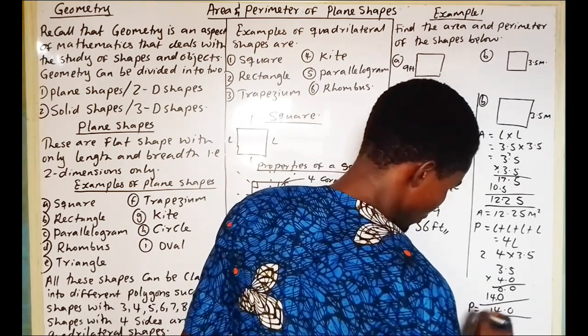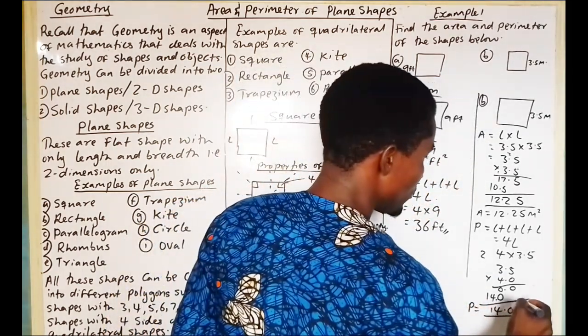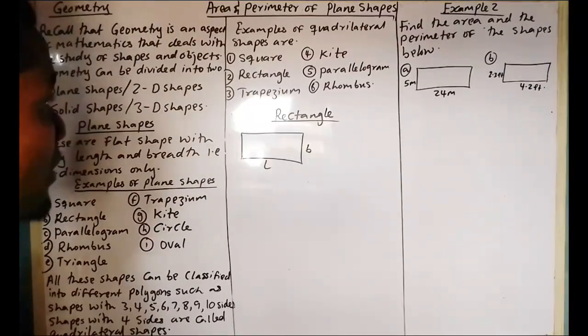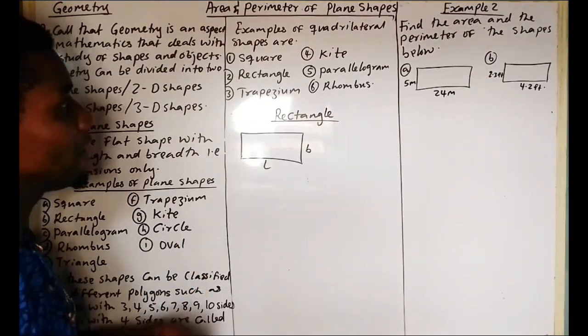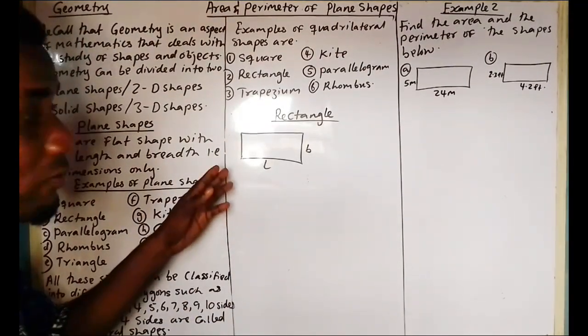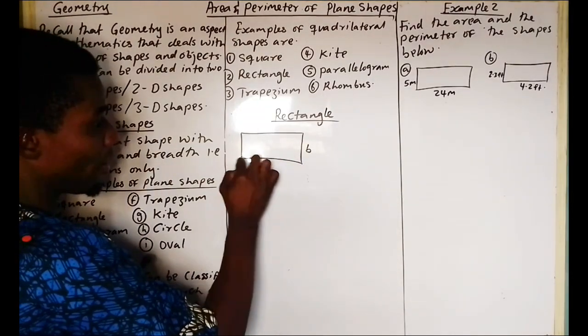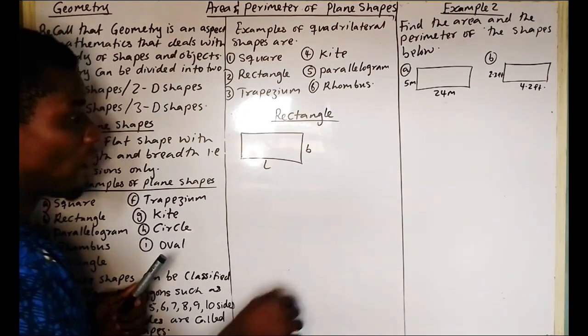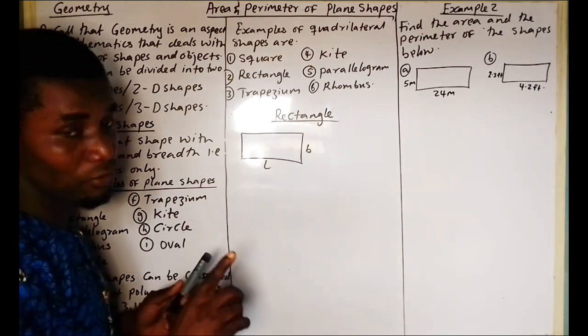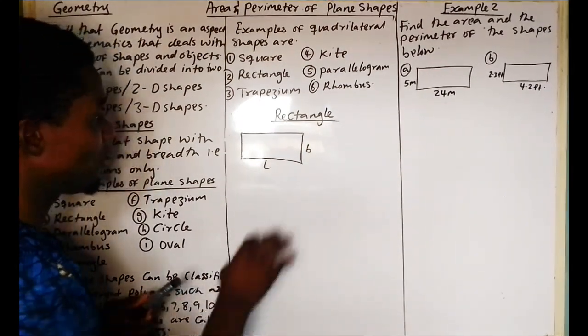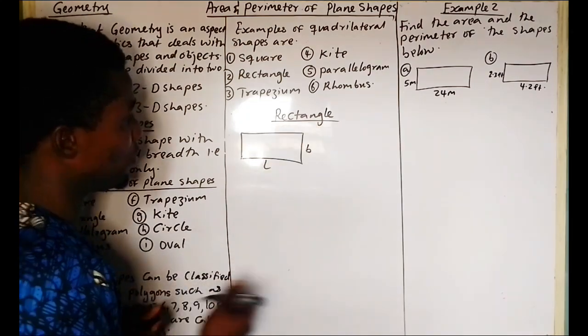So perimeter equals to what? 14.0 meter. Now, the next shape we are going to talk about is the rectangle. A rectangle has two pairs of parallel lines that are equal, and all the sides are not equal, unlike the square. Two parallel lines are equal.